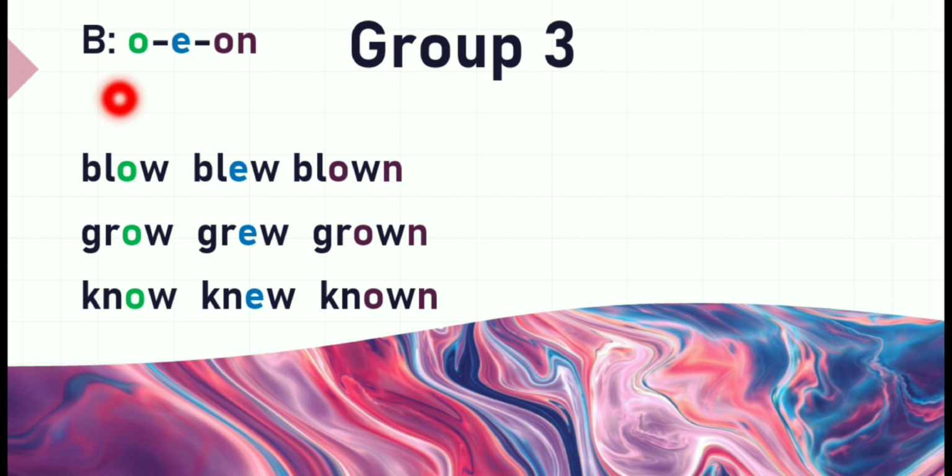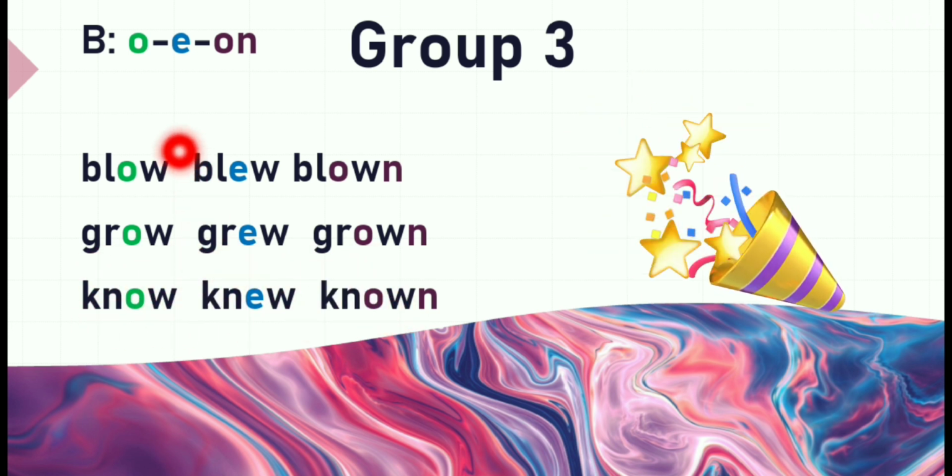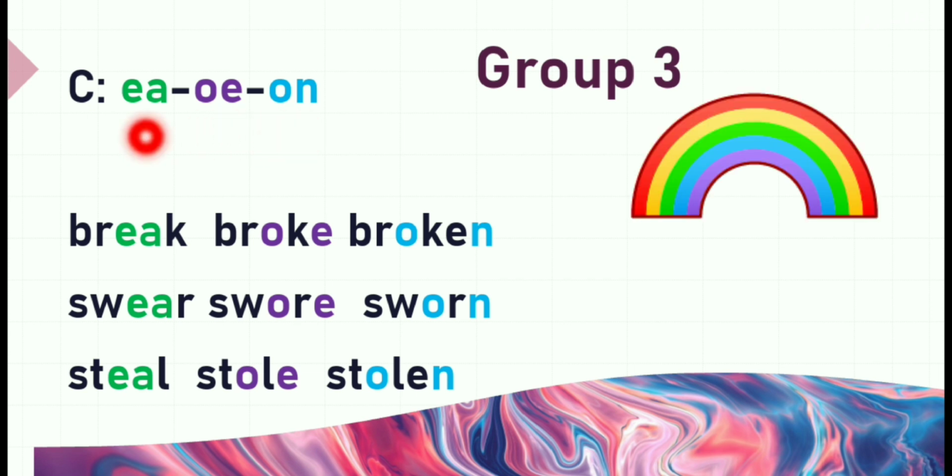In category B of group 3, verbs are included that follow the O-E-own pattern. Let's see some examples. Blow, blew, blown. Grow, grew, grown. Know, knew, known. So you can see over here, the first form of the verb has O, the second form has E, and then OWN. In category C, all those verbs are there that follow the EA, OE and EN pattern. It means that if EA is in the first form of the verb, then OE would be in the second one and EN would be in the third one.